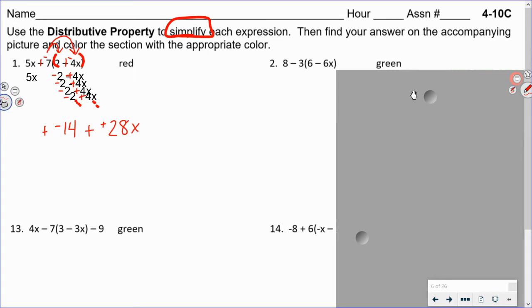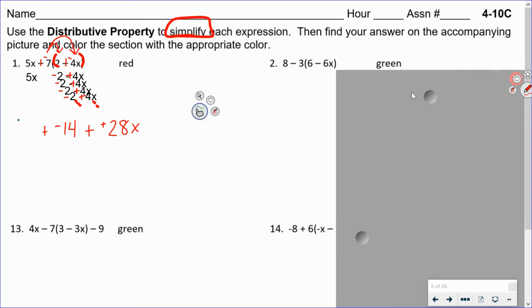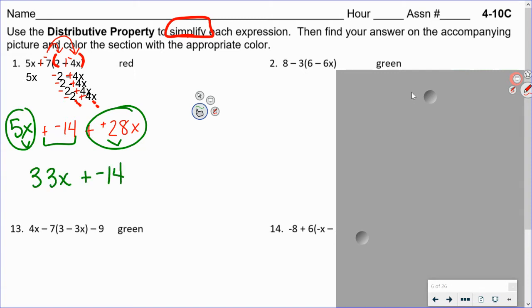Now notice, nowhere in this was the 5x a part of the group. So I'm going to just leave the 5x as is. Now we go ahead and say, all right, 5x, a negative 14, and 28x. Hey, why not just combine some like terms? 5x and 28x will make 33x. And then we cannot combine that with a negative 14. Final answer here, and we're going to color that red.